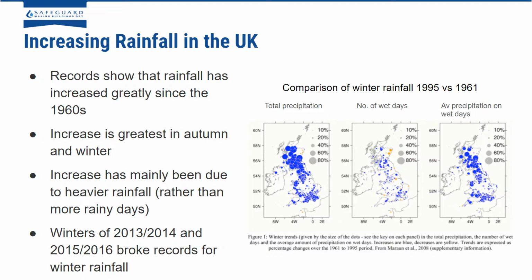Records have shown that rainfall has increased greatly since the 1960s. You can see in those comparison diagrams that, comparing 1961 to 1995, the number of wet days has increased dramatically, especially in the north. So these can be apparent reasons why we are getting more rain penetration in properties.